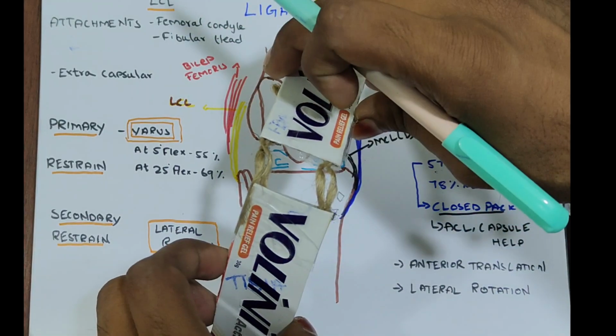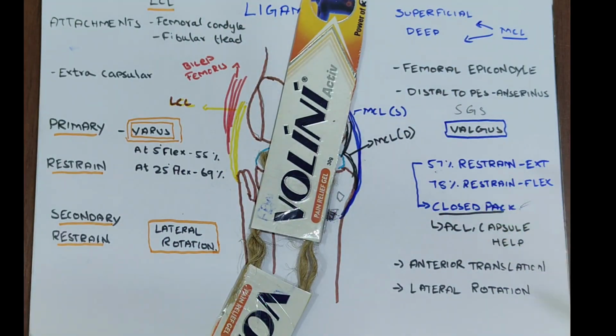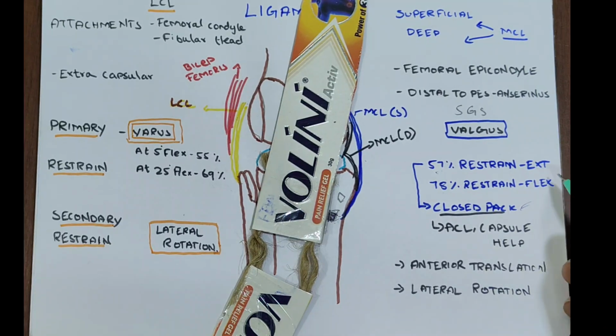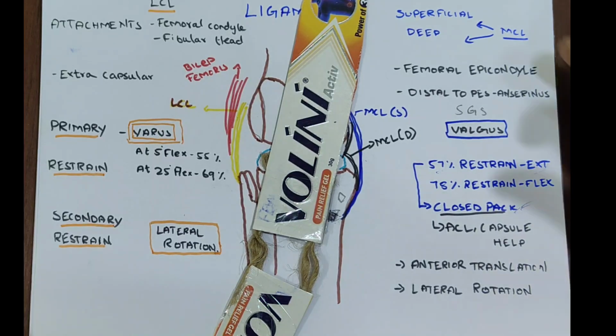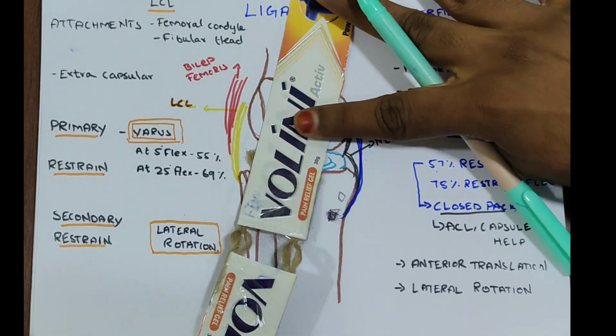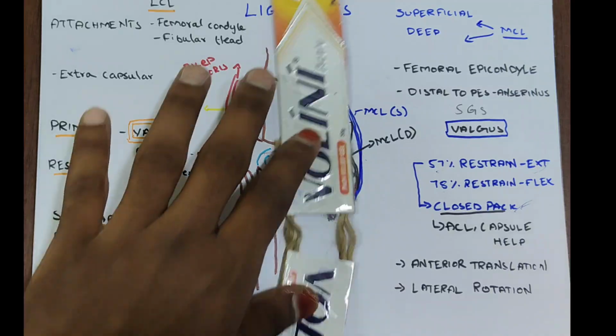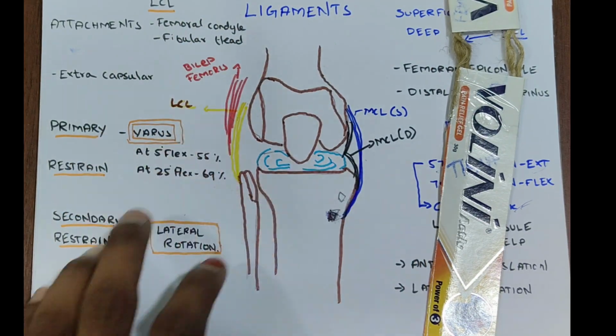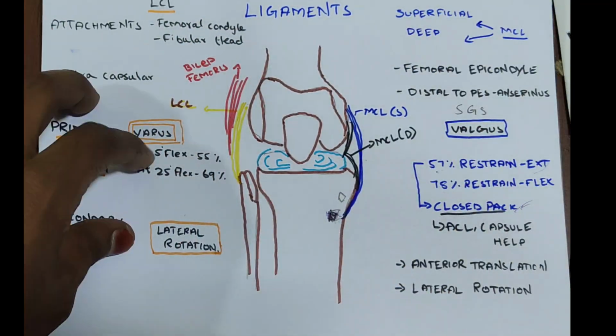While in flexion position, the restraint is much higher than extension due to open back. The only reason the restraint is less at extension is closed back. And also anterior translation will happen and lateral rotation will happen. This is the MCL. We'll talk about the LCL.